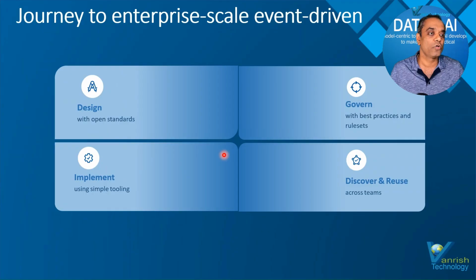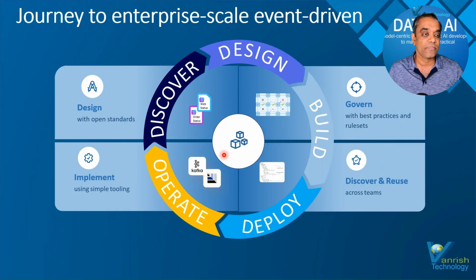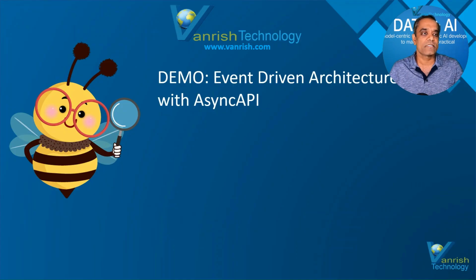So this is how you can journey, and this will satisfy your requirement like design, build, deploy, operate and discover. This is how you can follow this cycle, how you're following with the current API-led architecture. So it perfectly fits your existing setup for the synchronous API. It will also fit the asynchronous API side. So now we can start with the demo.